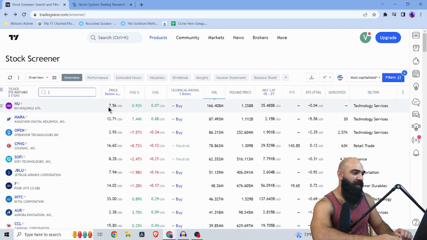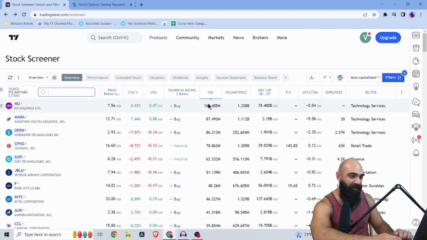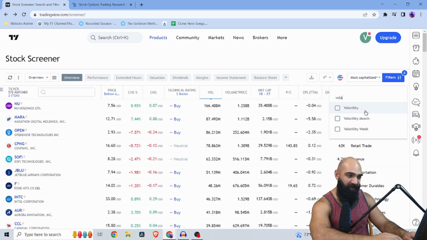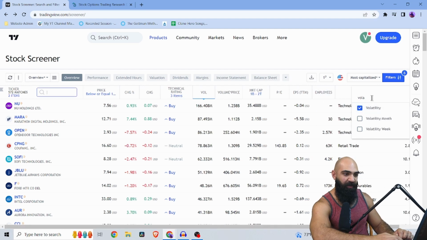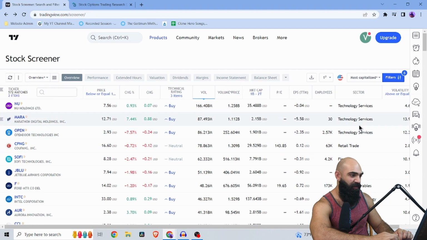So now we can see I have a bunch of different options. Now you can organize by price, right? We can organize by volume, which would be a good indication of option volume. We can also see volatility on the screen if we type it in over here. So now we see the volatility percentage to the right.